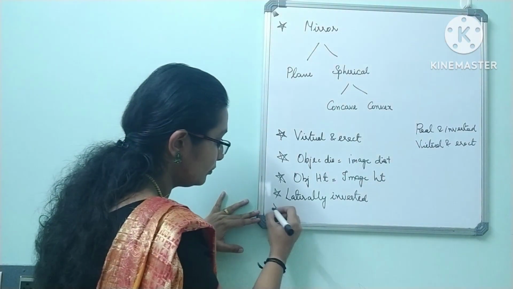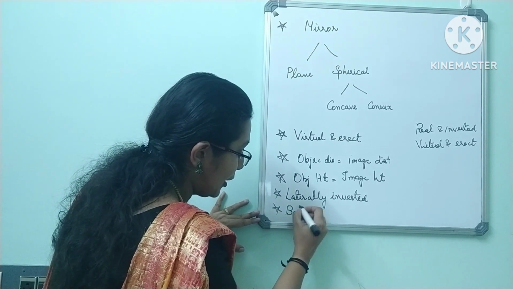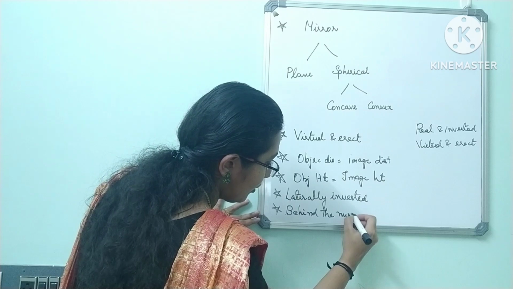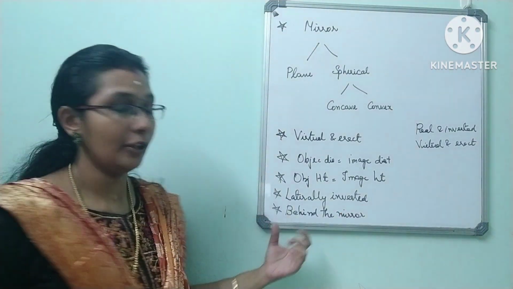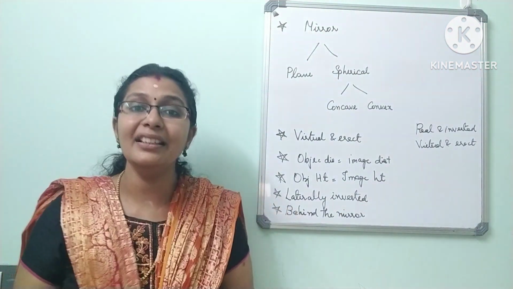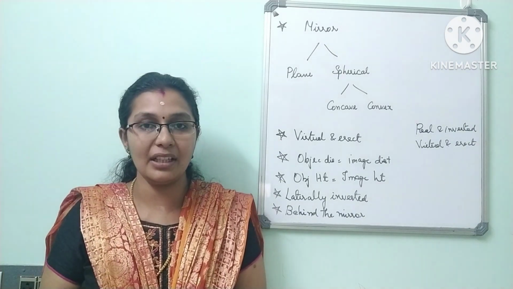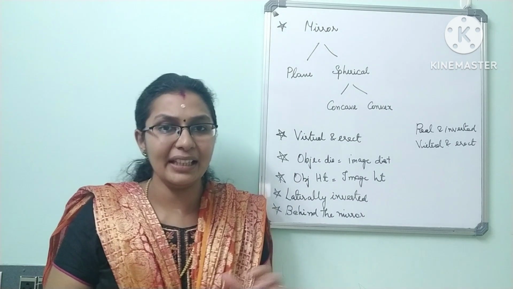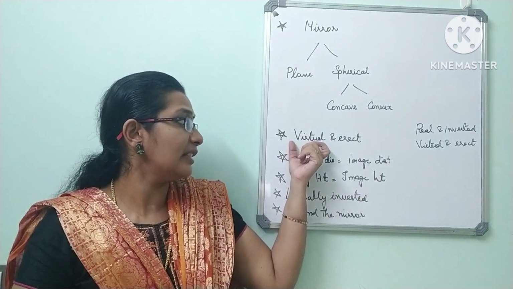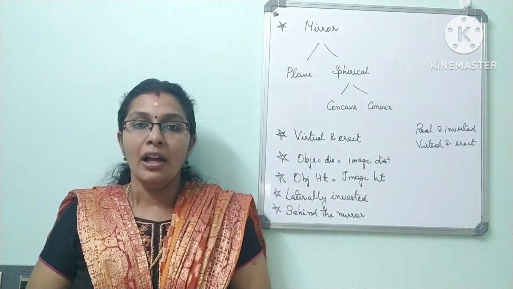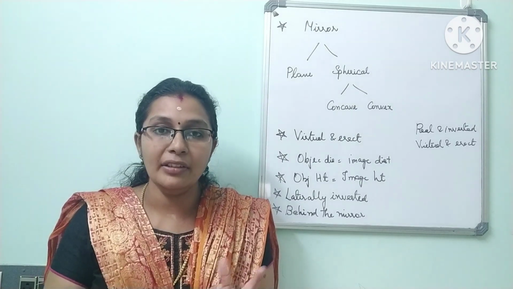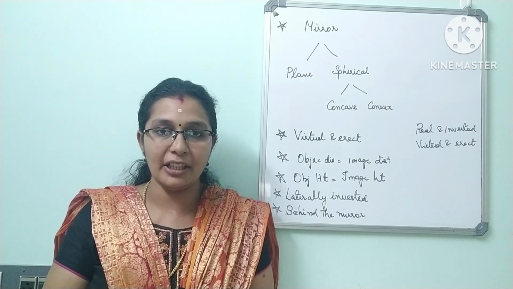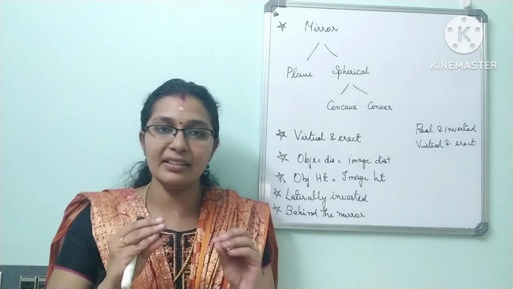Then, the image is formed behind the mirror. Now, I will explain to you the meaning of this. Actually, the image that you are seeing in the mirror, right? It is not a real image. What is meant by real image and what is virtual image? We have seen the word virtual, right? Real image is the one that is obtained on the screen. Virtual image is the one that cannot be obtained on the screen. Okay? This is the definition.